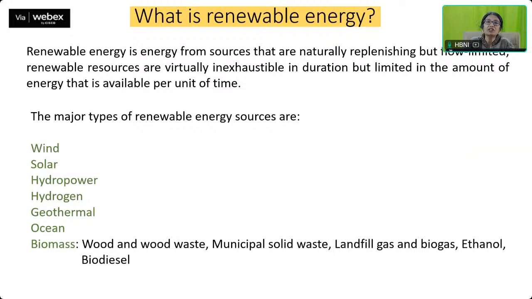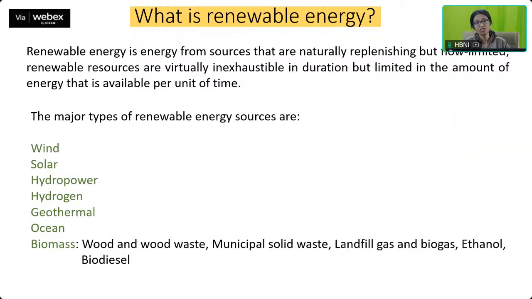So what is basically renewable energy? Renewable energy is energy from sources that are naturally replenishing but flow limited. Renewable resources are virtually inexhaustible in duration but limited in the amount of energy that is available per unit of time. So what are the major types of renewable energy sources which you can think of? That is wind energy, there is solar energy, there's hydropower, then you have hydrogen, geothermal, ocean, and also biomass.